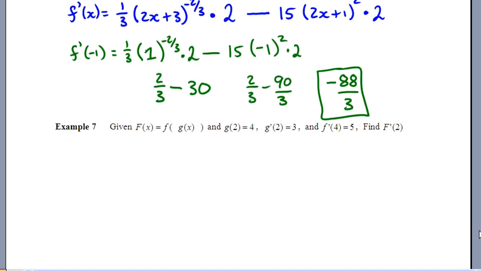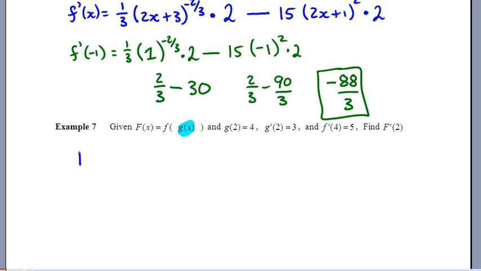Number 7, capital F. Okay, some other function. Capital F is equal to f of, oh, there's a little internal function, g of x. And they're not even going to tell me what the algebra looks like. We're on like a need-to-know basis. And they're like, hey, you got to go and find f prime at 2. Oh, okay. All right, well, here's what I know.